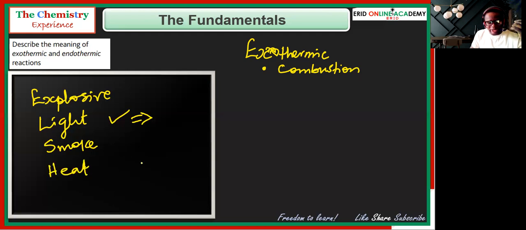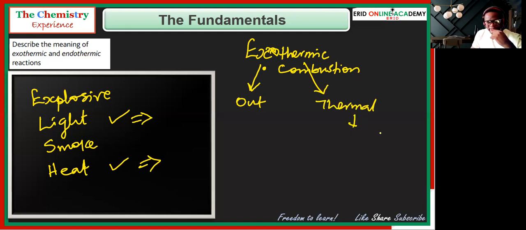Heat. Okay, heat energy. So when you say a reaction is exothermic, if you break the word down, the word exo means external, okay, out, while the word thermic refers to what? Thermal, okay, and that is what? Heat, okay. So if a chemical reaction occurs and such a reaction releases heat energy, you call such a reaction an exothermic reaction.